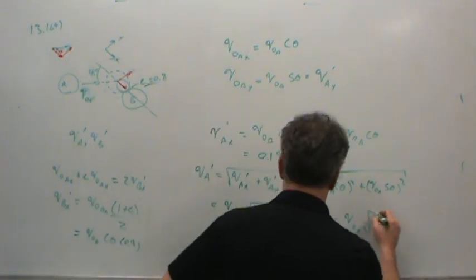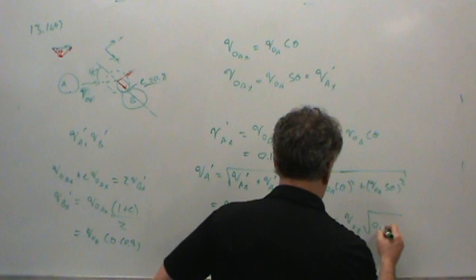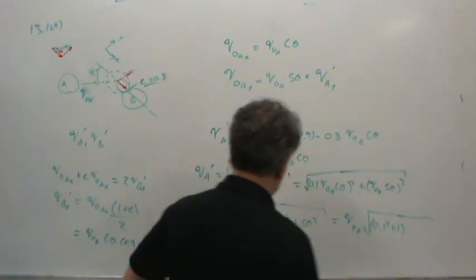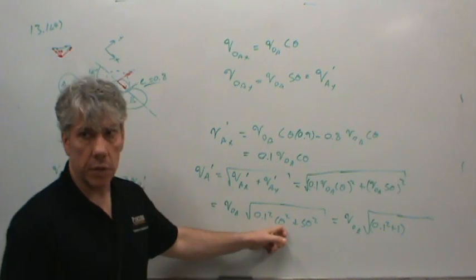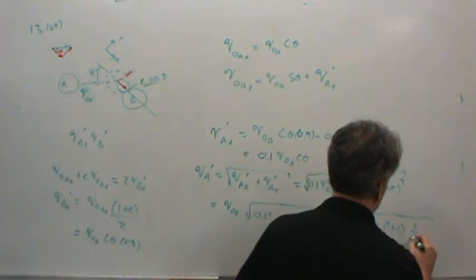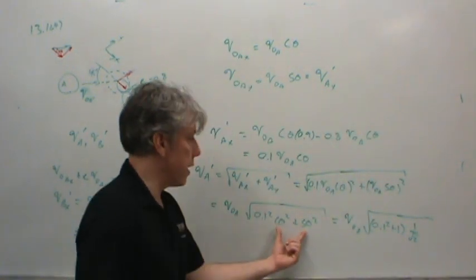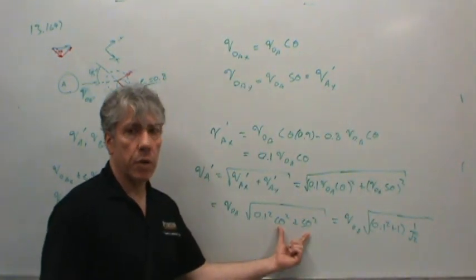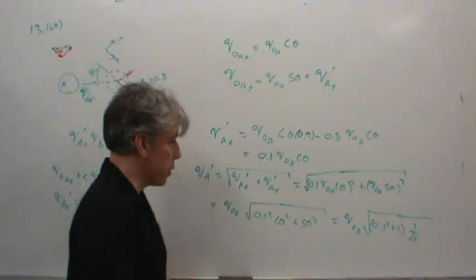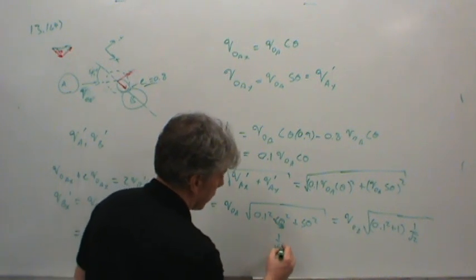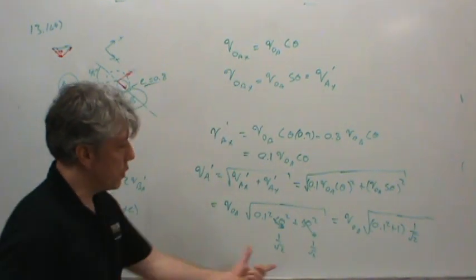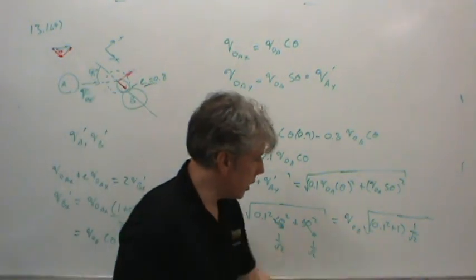So we could write V naught A root 0.1 squared plus 1 quantity, and you know that the cosine of 45 degrees is just 1 over root 2, right? So 1 over root 2. All I've done is I've factored out cosine and sine, not because you can normally do that, but because they're equal to each other in this particular case. These are both 1 over root 2. So I just factored that out, and this is what we're left with.